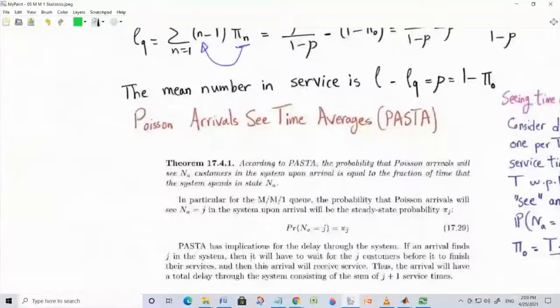Okay, so this is a motivation to understand something that is called the PASTA property. If you read it for the first time, you may think that it is very obvious, but it is not. The PASTA property tells you that, for Poisson arrivals, and here the use of the exponential distribution is crucial, the probability that Poisson arrivals will see n customers in the system upon arrival is equal to the fraction of time that the system spends in state n.